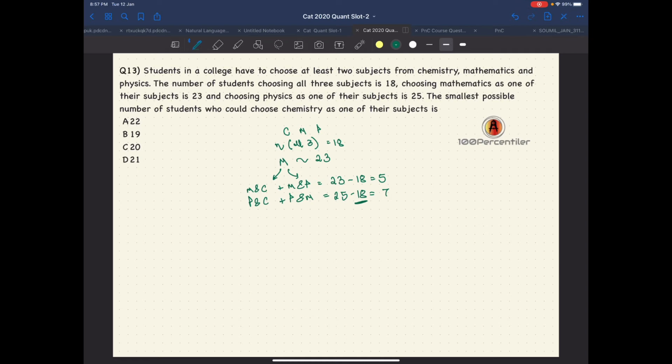Now we have to find the smallest possible number of students who chose chemistry as one of their subjects. So we have to basically minimize the sum of these two values. Now clearly what we can do here is these two are common values. Therefore we maximize this to 5. Note that it cannot be greater than 5 because otherwise this will become greater than 5. So putting this as 5, we get this particular value as 2 and this as 0, and therefore the sum is 2 here, and for chemistry we have 18 plus 0 plus 2 equal to 20. Therefore 20 is the required answer.